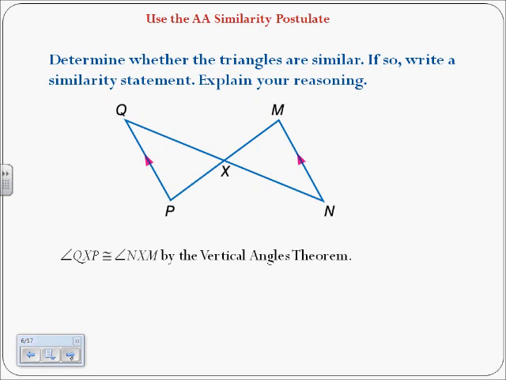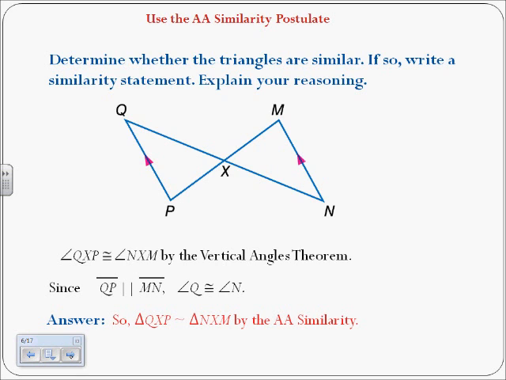So we have angle QXP congruent to angle NXM by the vertical angles theorem. Since we have the two parallel lines, Q and N are congruent, that'd be the alternate interior angles theorem. So therefore, triangle QXP is similar to NXM by the angle-angle similarity postulate. Not too bad.